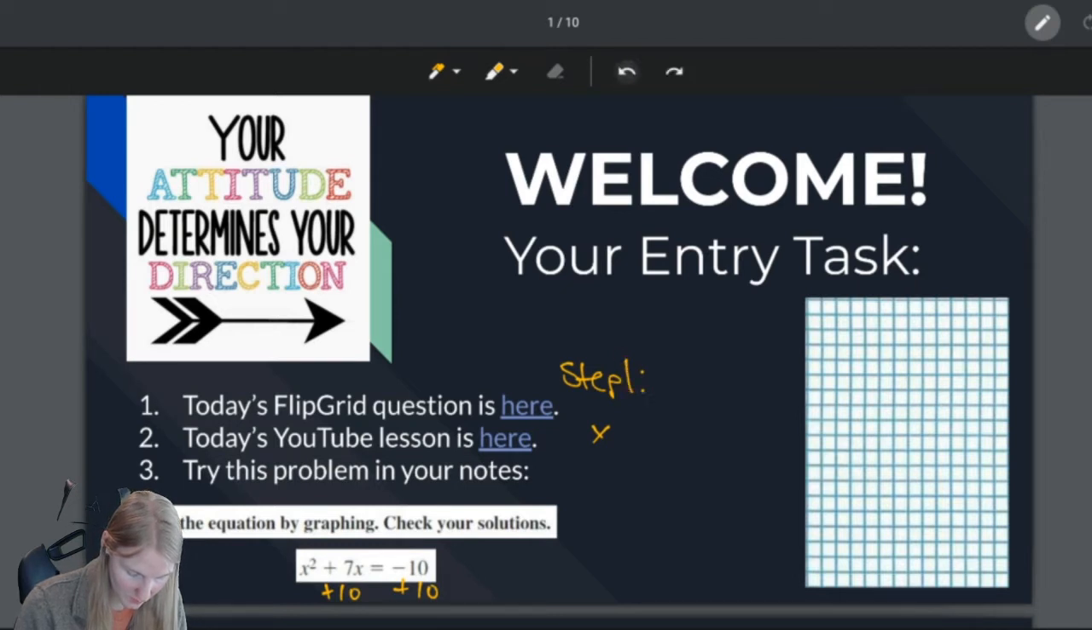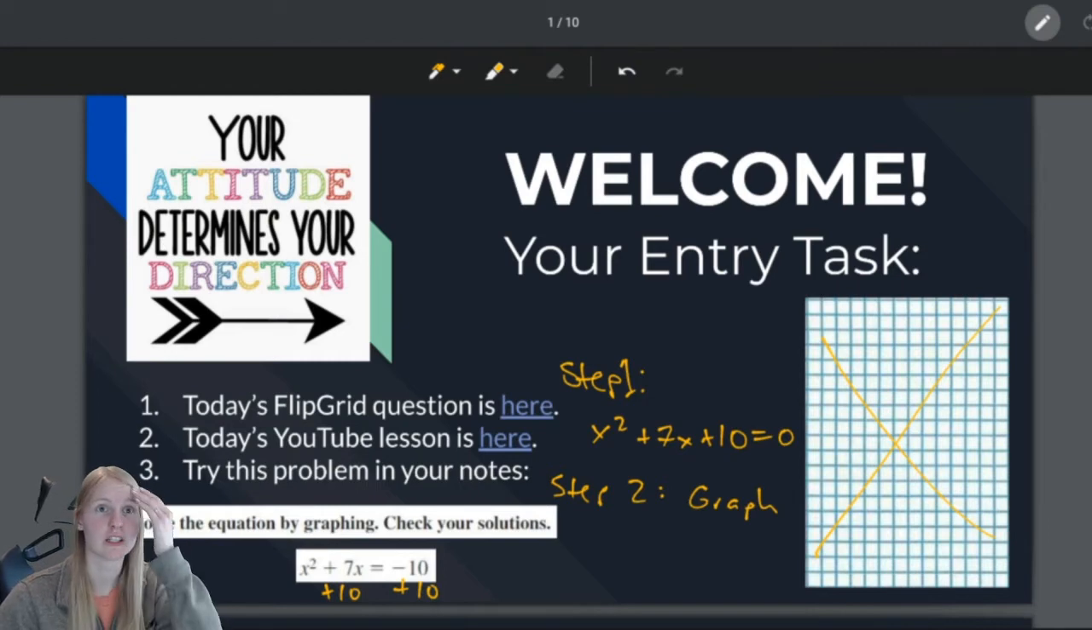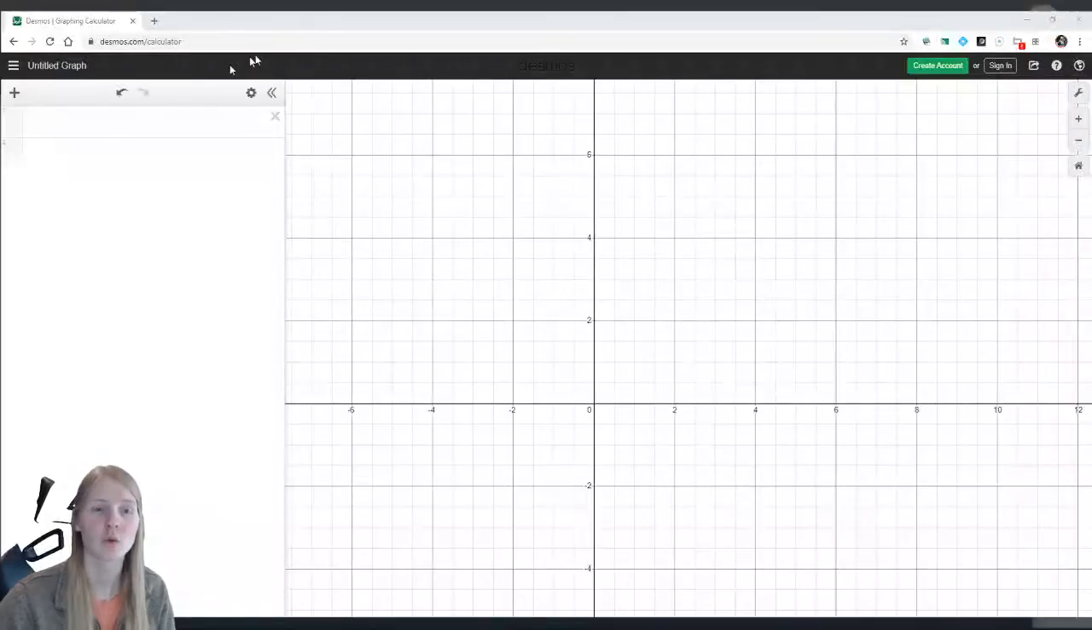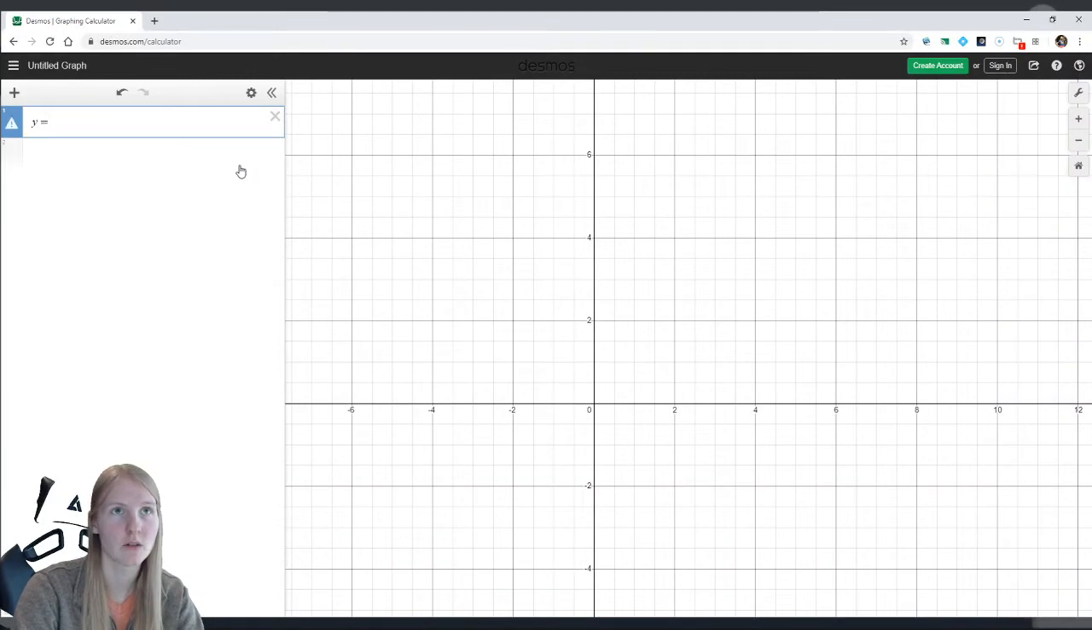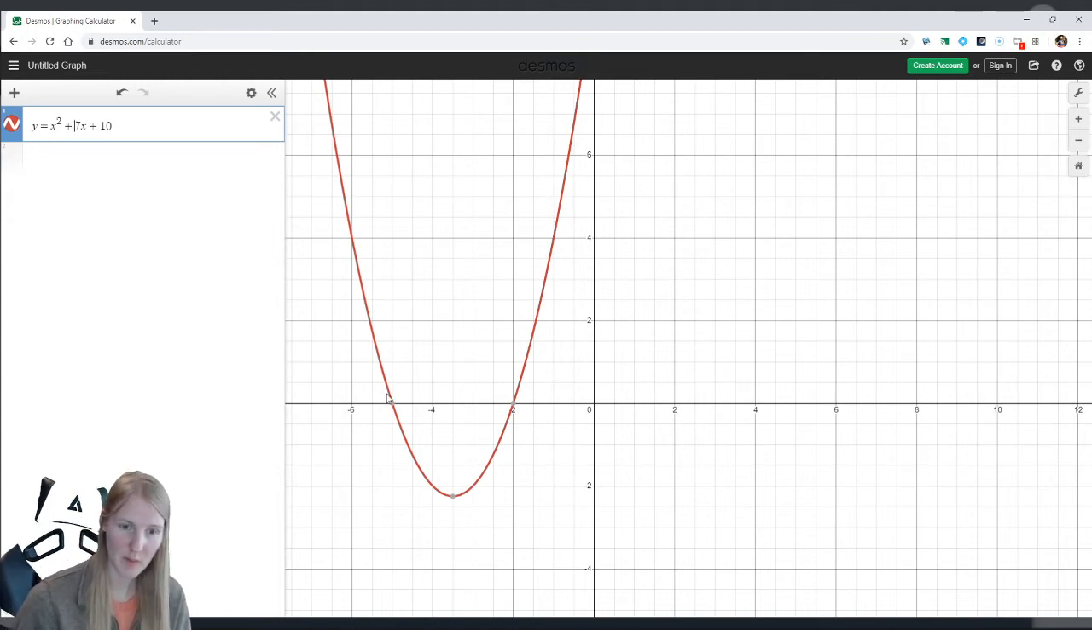That made it worse. Okay. x squared plus 7x plus 10 equals 0. Step 2 is to graph. Remember, we're not using this graph. Instead, we are using Desmos. So I'm going to switch on over to Desmos, and we're going to do y equals x squared plus 7x, oh, excuse me, plus 7x plus 10. And now, step 3.